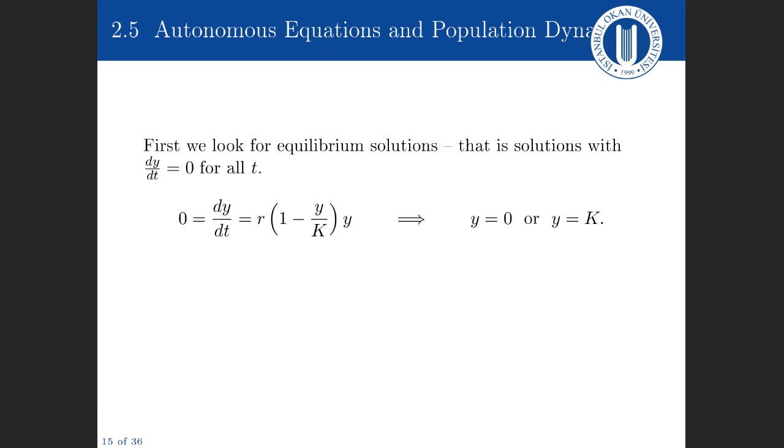I don't want to solve this equation. I want to try to understand this equation just by looking at it. The first thing to do is to look for equilibrium solutions or constant solutions. These are solutions where dy/dt is equal to 0 for all t. How can we find equilibrium solutions? We can start by saying we want dy/dt equal to 0. In other words, we want r(1 minus y over k)y to be equal to 0. r, we said, was strictly positive, so this must imply that either y is 0 or y is equal to k.